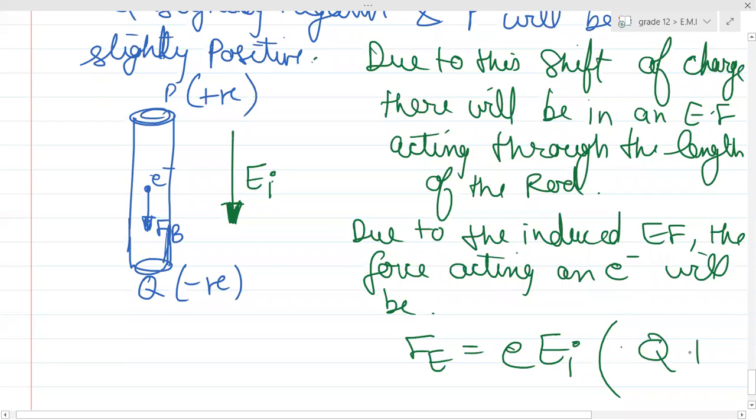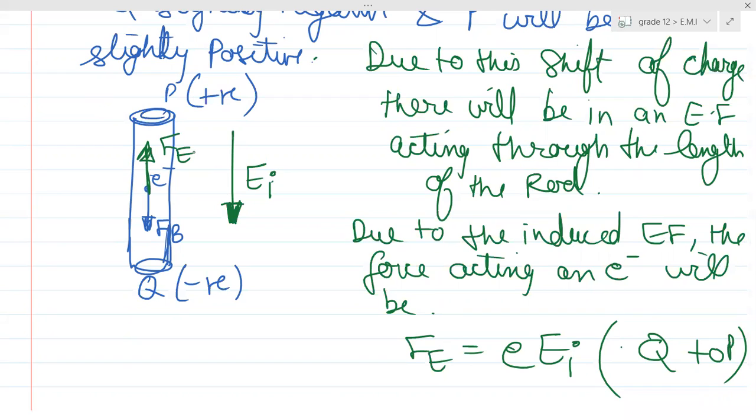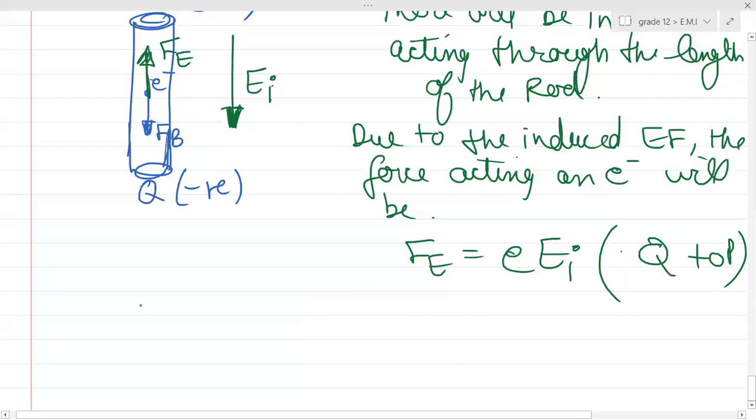So the force will act from Q to P. So basically this will be the direction of the electric force. Yes or no? Can you see this particular thing? There will be a shifting happening till that time. The shifting of charges will be happening till this force and this force don't become equal.